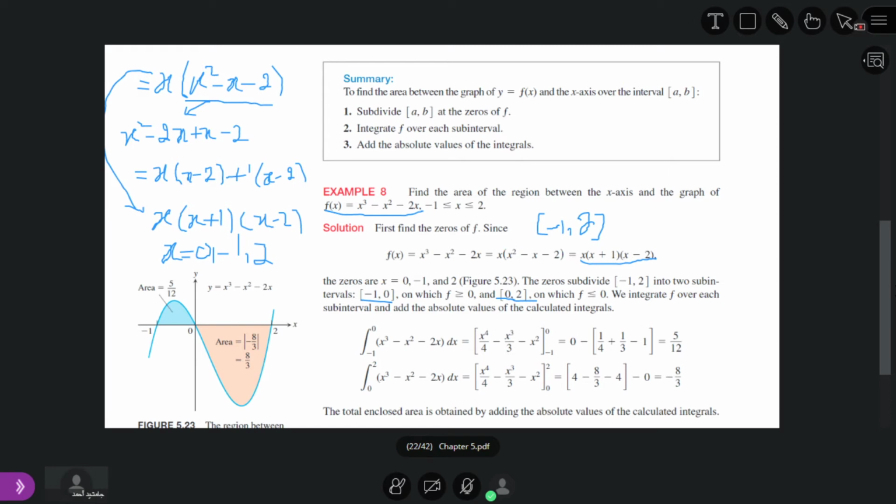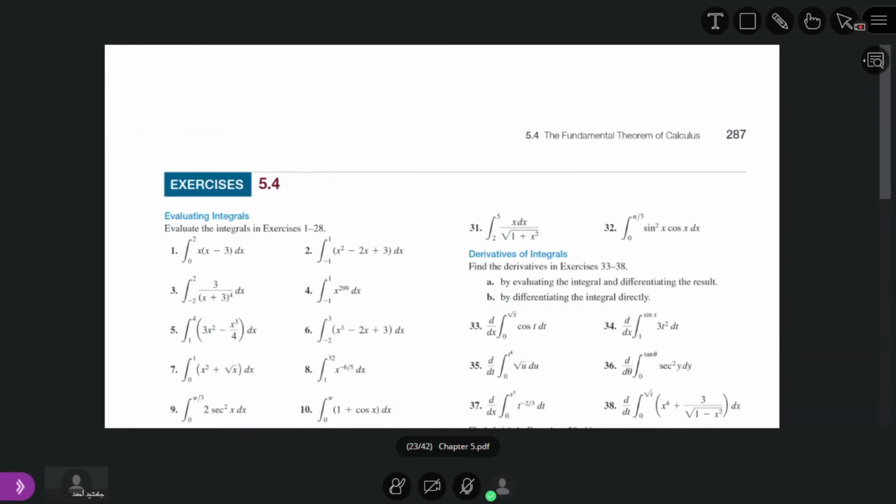The absolute value of 5 divided by 12 is equal to 5 divided by 12. What is the absolute value of minus 8 divided by 3? It is equal to plus 8 divided by 3. Okay, so for the final answer, we take the least common multiple, which is 12. So 5 plus 4 times 8 is 32, so 5 plus 32 is equal to 37 divided by 12. So this is the answer.